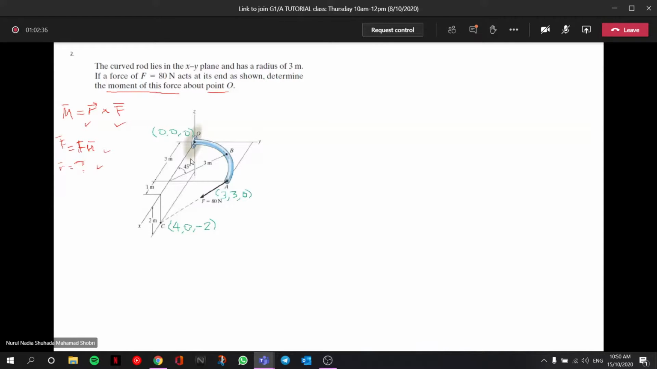Okay, it's already 10 minutes, so let us discuss the answer together. As mentioned previously, the equation that we need to find the moment of this force is M vector equal to r vector times f vector. So we will find the r vector first.